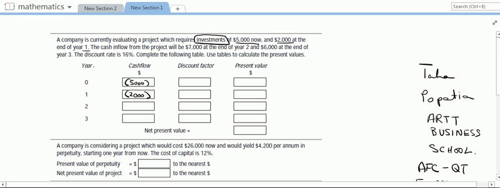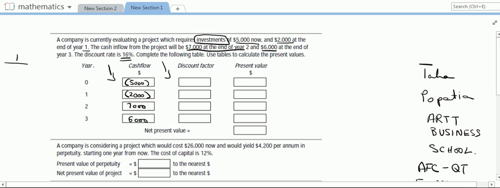The cash inflows from the project will be 7,000 at the end of year 2 and 6,000 at the end of year 3. The discount rate is 16%. Complete the following table. Use table to calculate the present values. So I have put in all the cash flows over here. Now I have to put the discount rates.